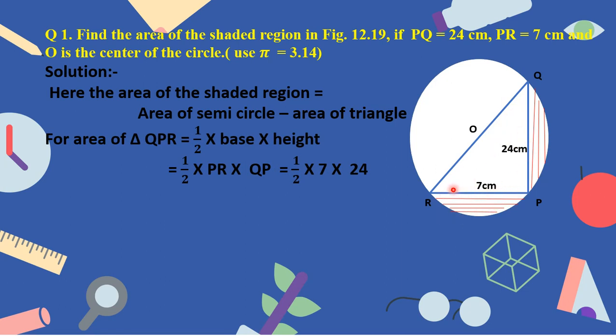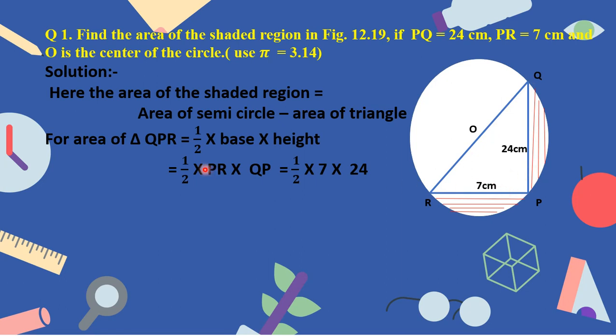So first of all, let's find the area of the triangle. Now here RP is the diameter. So we know that RP is the diameter, so the circle is divided into two semicircles, and also the angle in a semicircle is 90 degrees, that is, angle P is 90 degrees. So here this triangle PQR is a right angle triangle.